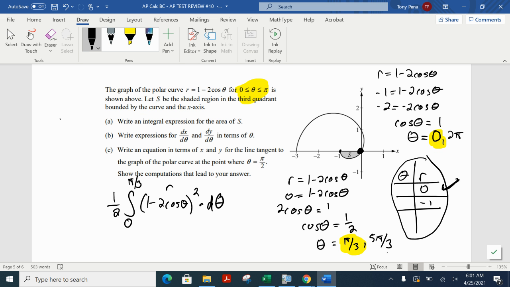My guess is, if I don't remember what number this is, this probably would have been non-calculator. That's why they're just having you write the integral expression. You're not having to evaluate it. All right, and then that simply is your answer.